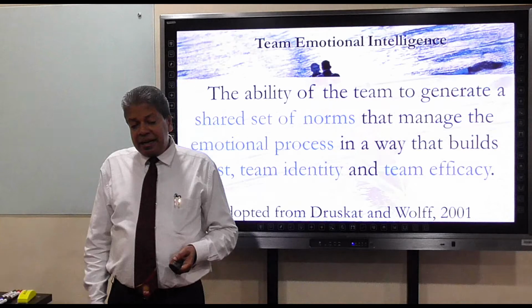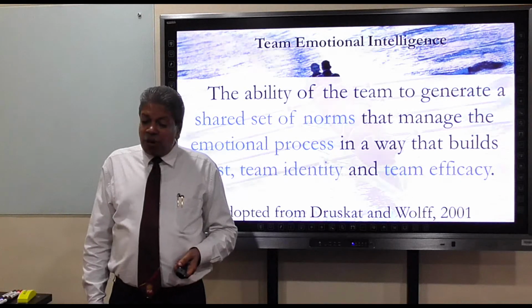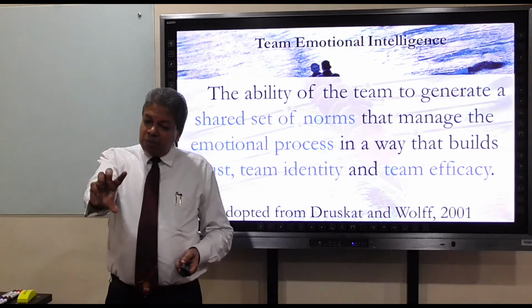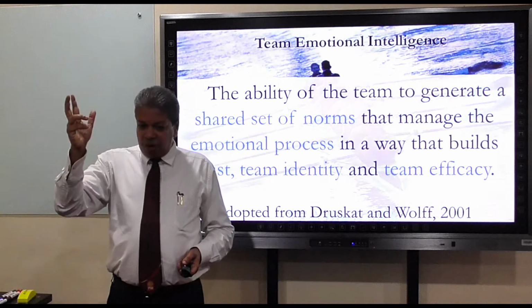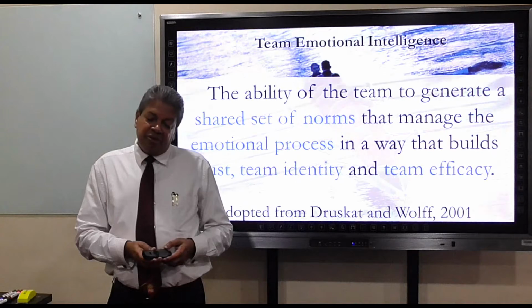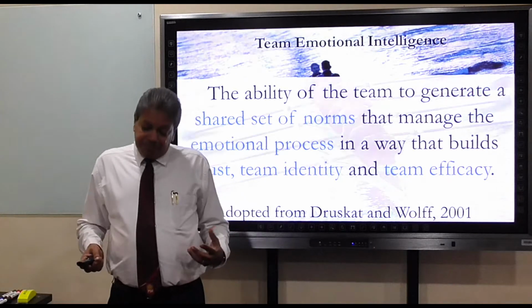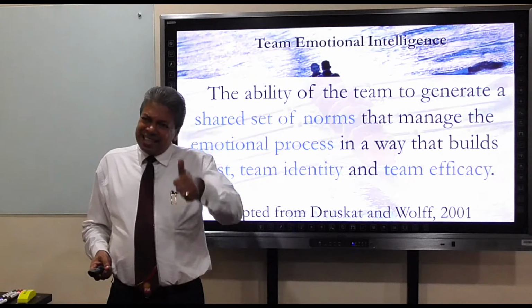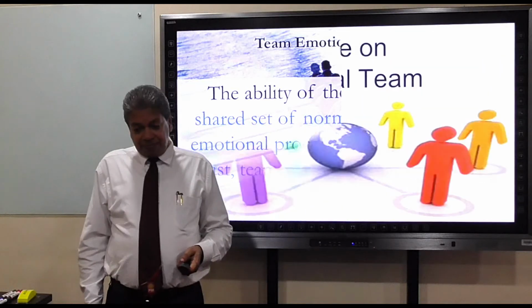So, team emotional intelligence. We looked at what Druskat and Wolff proposed. If you look at the blue color terms: shared set of norms, emotional processes, trust, team identity, and team efficacy. So it's a norming. You need to have trust, team identity, and team efficacy.